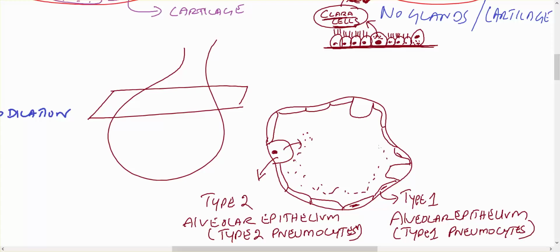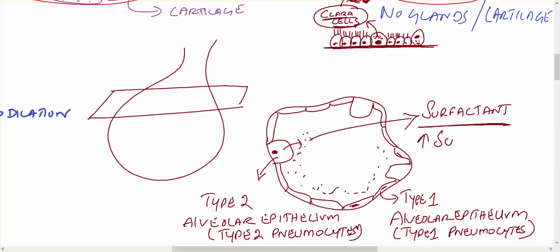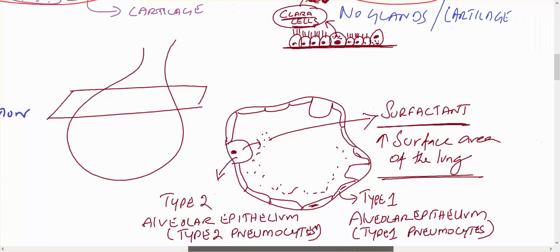surfactant. Okay, it is otherwise called dipalmitoyl phosphatidylcholine. Very important because it reduces the surface tension and increases the surface area of the lung. Okay, so these are the lining epithelium of the alveoli.